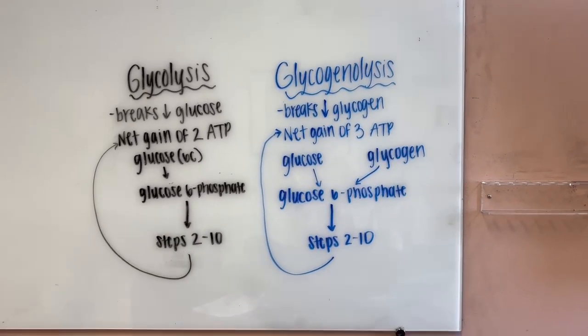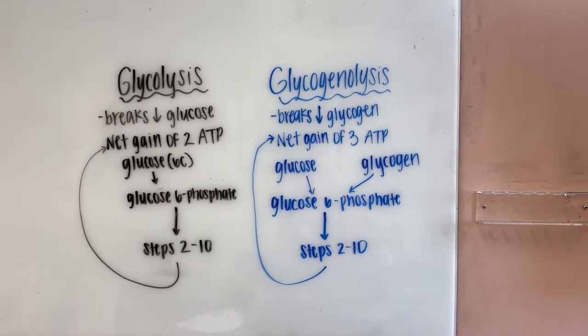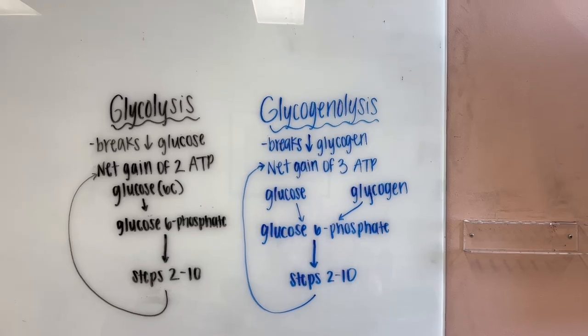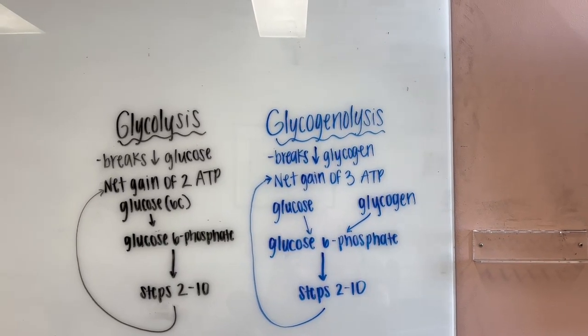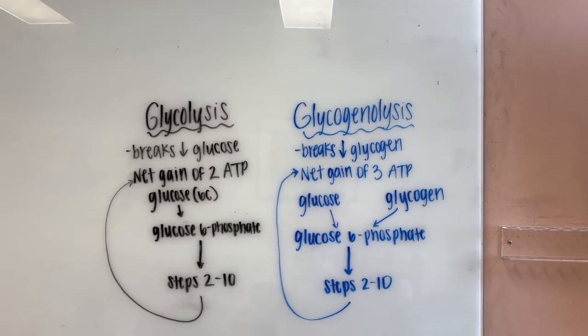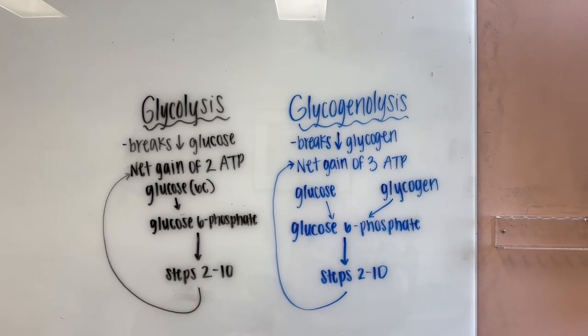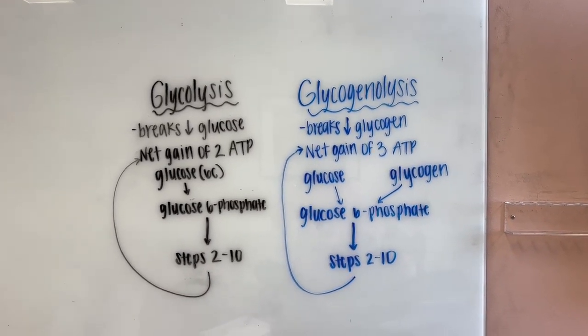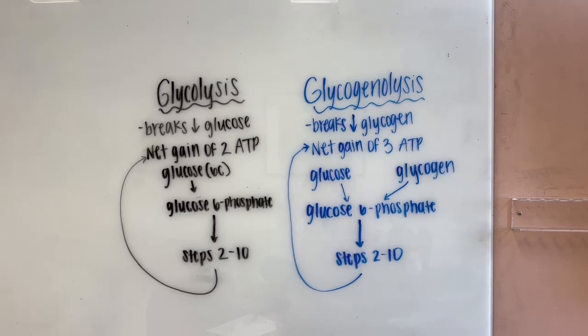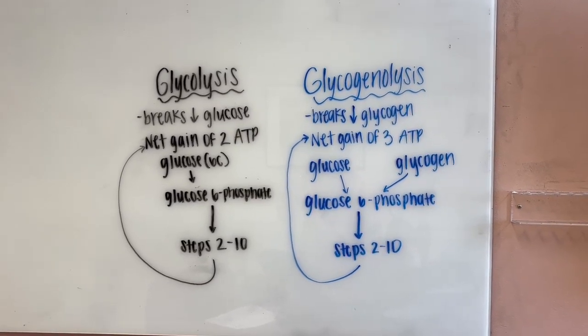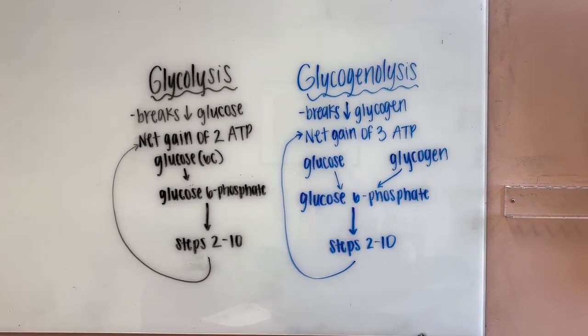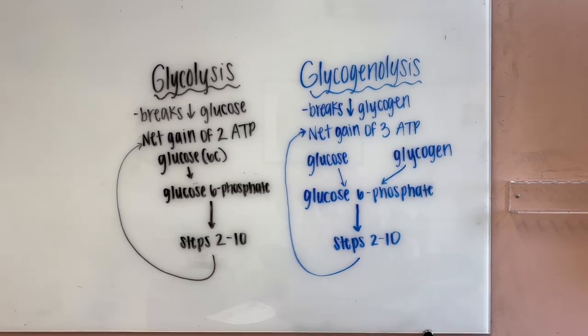Glycolysis and glycogenolysis are similar because their goal is both to resynthesize ATP, but they break down different molecules in order to achieve that. So glycolysis breaks down glucose, while glycogenolysis breaks down glycogen. Glycolysis can only occur in the muscle, but glycogenolysis can occur in the muscle or the liver. But for this question, we're going to focus on when it happens in the muscle.